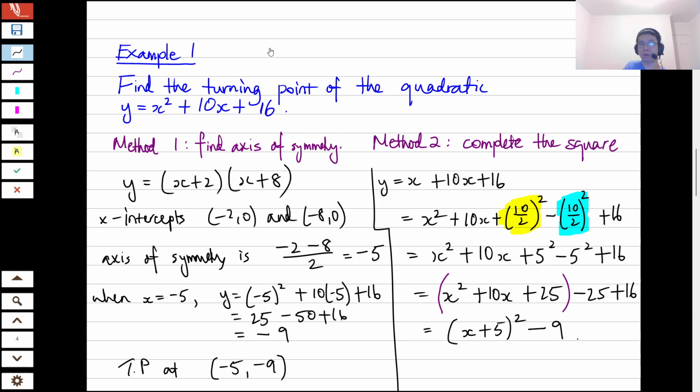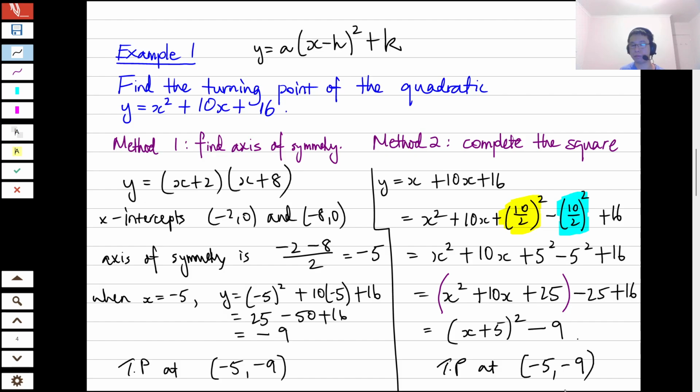And since the turning point occurs at (h, k), when I write my quadratic in the form a(x minus h) squared plus k, I get a turning point at (h, k). So once again, the turning point is at (-5, -9). If you can avoid completing the square, I would advise doing that. Avoid it, because it's very easy to make a mistake.